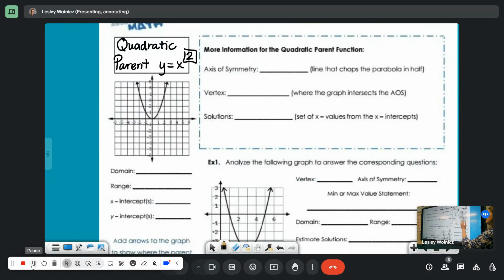So look at the x values. I've got an arrow that goes forever to the left. I've got an arrow that goes forever to the right. I can trace my parabola without ever lifting up my pencil. There's no gaps or breaks. Do you remember the domain? All the real numbers.